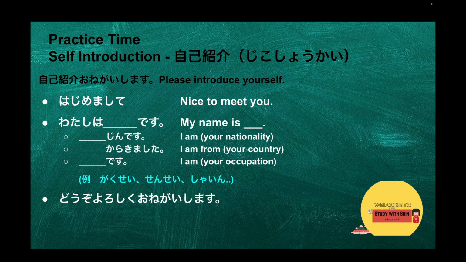はじめまして、私はシエンです。アメリカ人です。アメリカから来ました。先生です。For example, 何々会社の社員です。Instead of 会社, you can say your company name and の社員です。どうぞよろしくお願いします。And that's how you introduce yourself in Japanese.